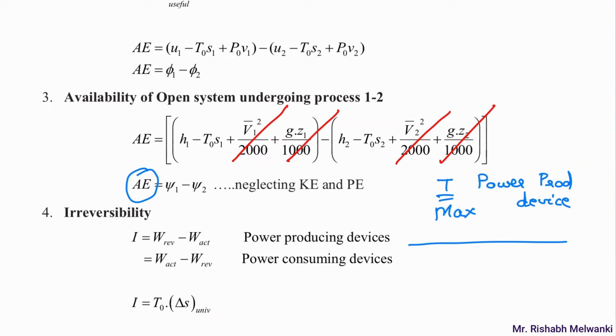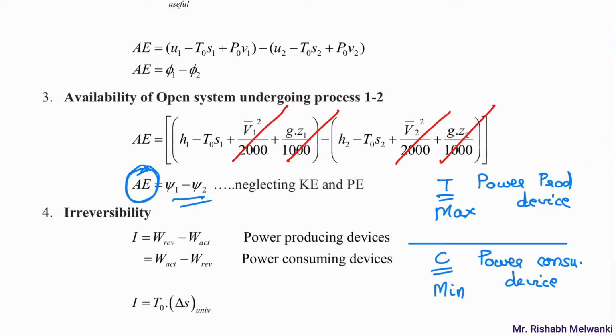But we are considering here what? In the question it is given compressor. Compressor is a power consuming device. And ideally, power consumption should be less, meaning it should be minimum. So whatever available energy we find out from this equation for compressor, that will be minimum. If the same equation psi1 minus psi2 I use for turbine, that will give me maximum power.